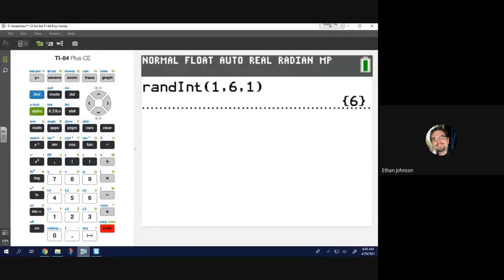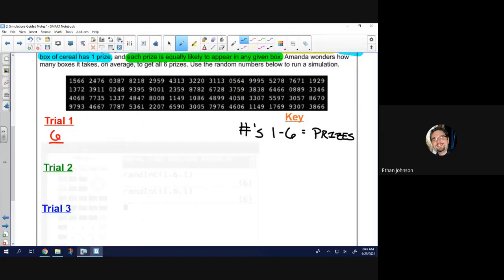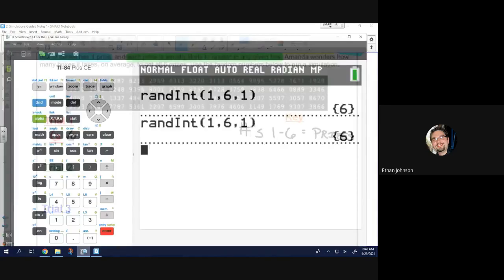And then we hit enter again. So we don't have to do that whole entire process to get a new random integer. We can just hit enter. Next number is a 6. It's a repeat, so I'm not going to highlight or underline it. In fact, I'm using colors so they stick out. We're going to keep on doing this until we get all prizes.